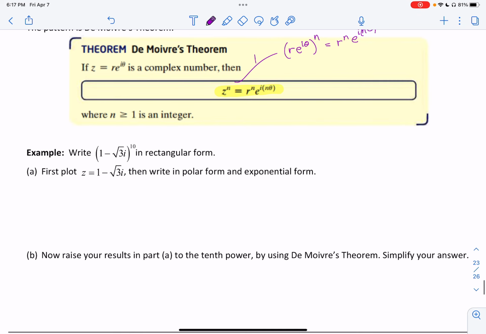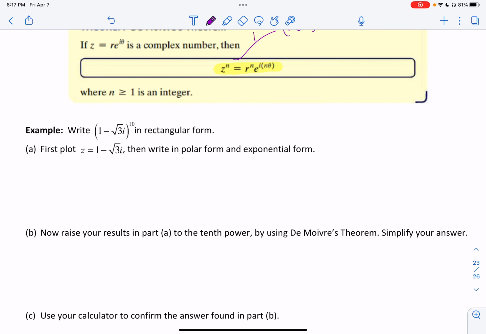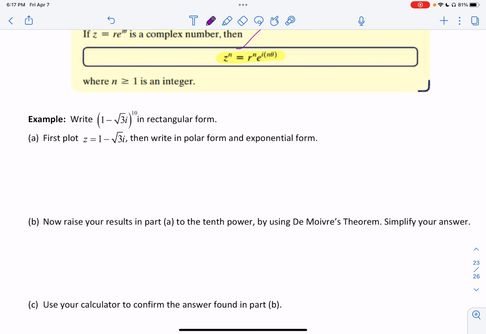All right. So that, oh, in rectangular form. Okay, sorry, I didn't read all the way. All right, so first we would plot this, we would write it in polar and then exponential form. If you'd like to run through that, you can feel free. Let me give you what you should get out of that.